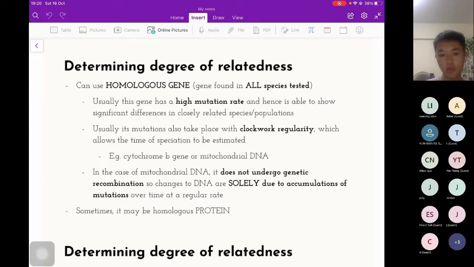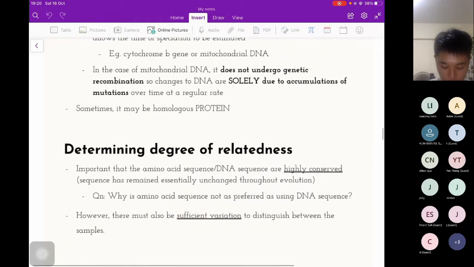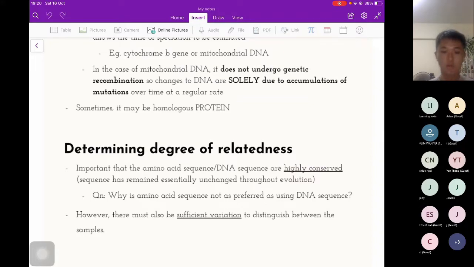Other than your cytochrome gene and your mitochondrial DNA, you can also use homologous proteins to determine the degree of relatedness. And after you determine the degree of relatedness, you can reconstruct phylogeny. We also use amino acid sequences or DNA sequences, right? Because they are highly conserved.